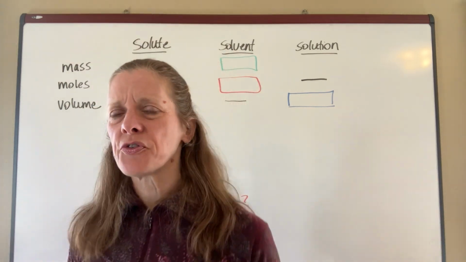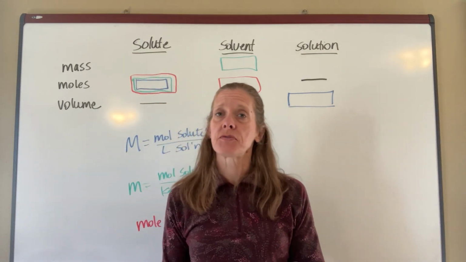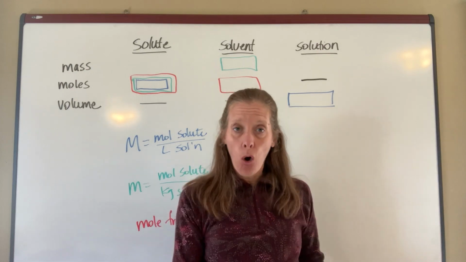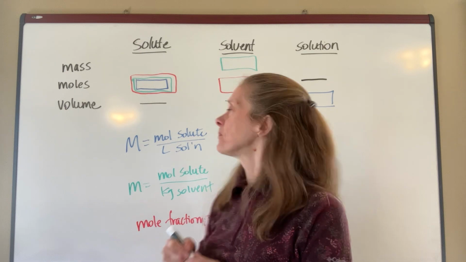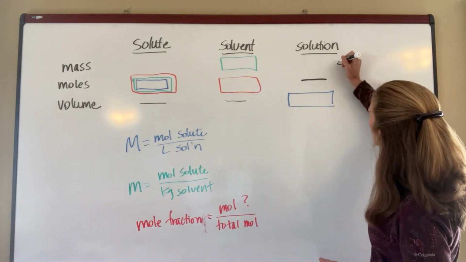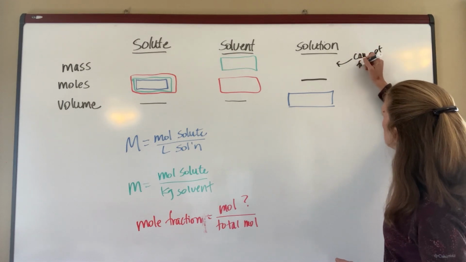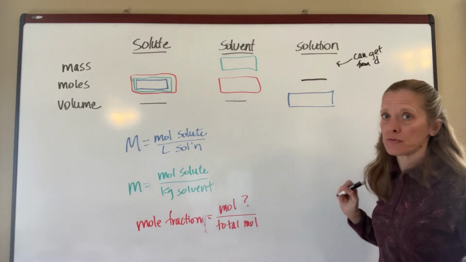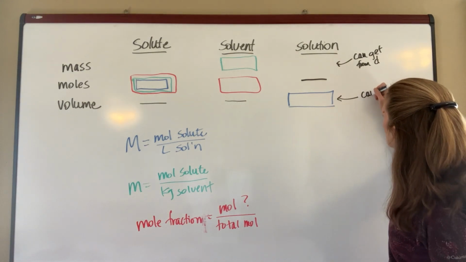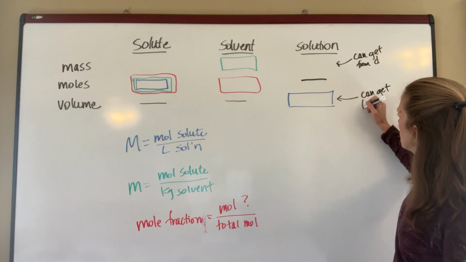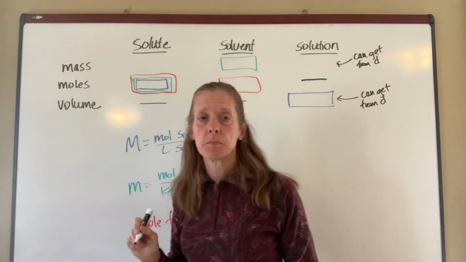The other piece of information that I have is the density, and the density is going to be of the solution as a whole. And so the density is mass divided by volume, and so this number right here, I can get that from the density if I have enough other information. I can also get this from the density. I can get the total volume of solution from the density because it's mass divided by density.